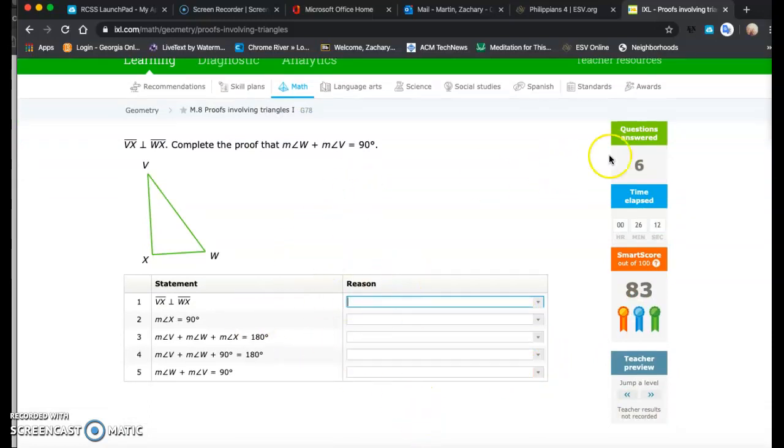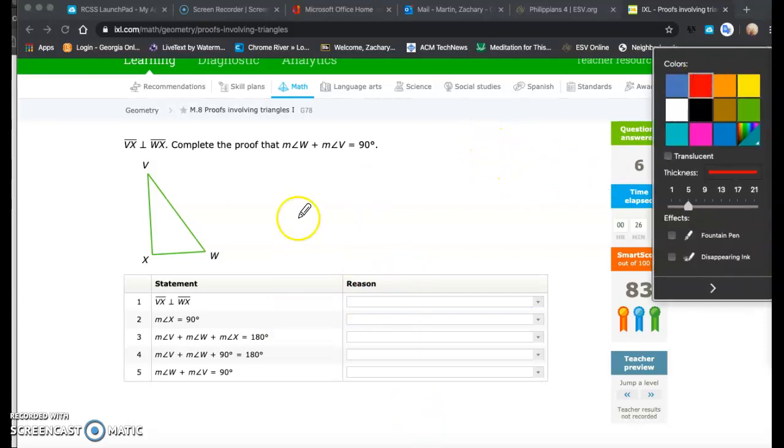Well, let's give it a shot. Let's see if we can do this one. Hopefully we don't make any mistakes. If we do, it's okay. We'll read the correct answer and go from there.